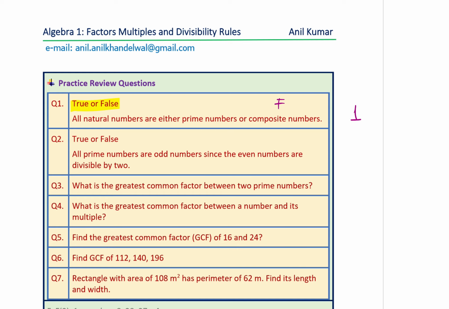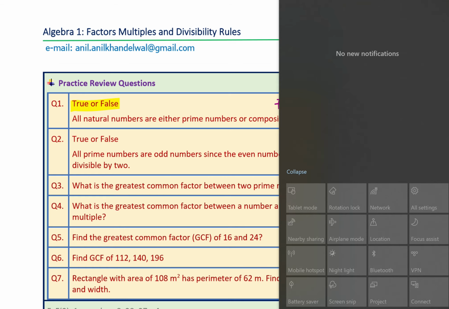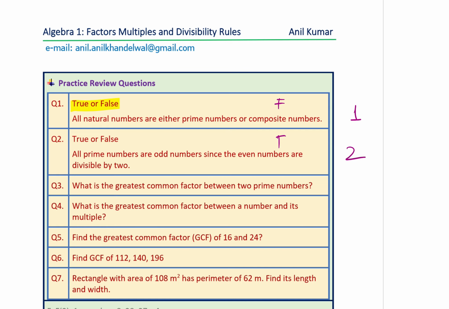You are right. The next one is, all prime numbers are odd numbers since the even numbers are divisible by 2. Well, we have a prime number 2, correct? And therefore, this statement is also false. 2 is an even number, which is a prime number. So we have understood that the lowest prime number is 2, which is an even number. So 2 is actually the only even prime number, right?